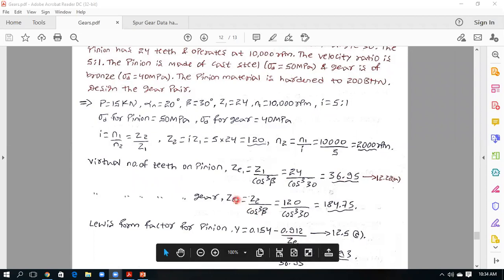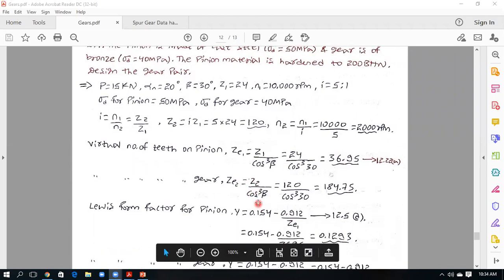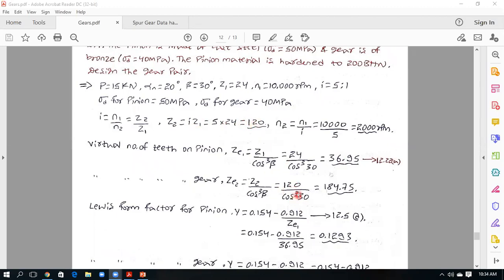Similarly, find out the virtual number of teeth on gear. It is Z'2 is equal to Z2 divided by cos cube beta. Z2 you have calculated, it is 120. Substitute that, and beta is 30. From this, you are going to get it as 184.75. This is the virtual number of teeth on gear.